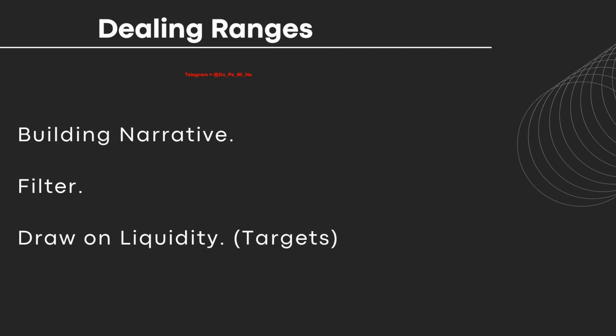The second aspect of the dealing range is that they are used as filters, right? They are used as filters for weeding out the lower probability scenarios or the low quality scenarios, and only ending up with the ones that are highly likely and high probability in nature.